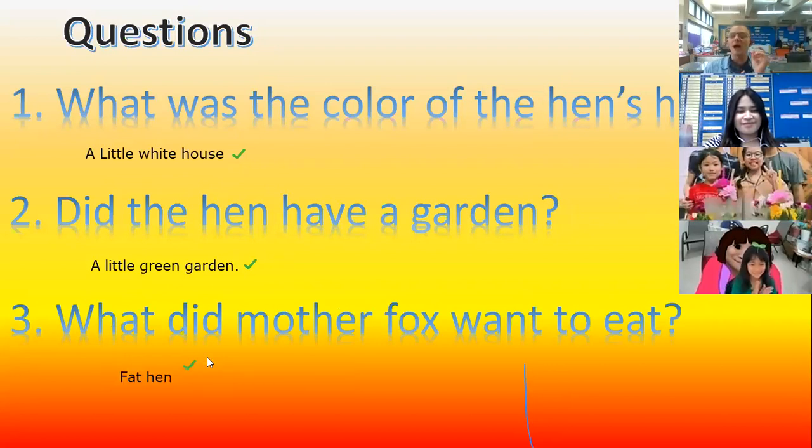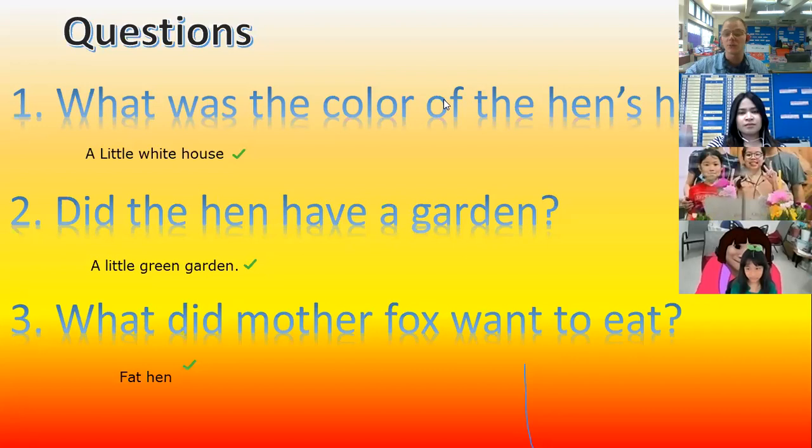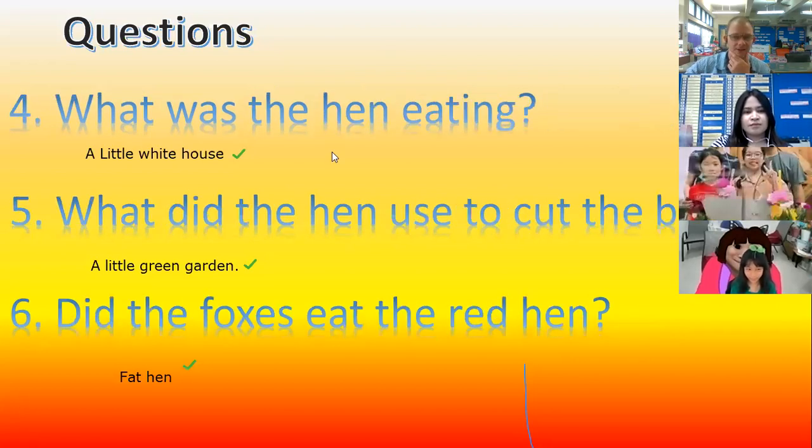So sometimes we have to read very carefully because I can also give you the answer and say it is correct, the little red hen, but because we are reading, we have to make sure we read very carefully because the title says a little red hen. But the mama hen didn't know about the little red hen. She just wanted to eat a fat one. And then a papa fox found the little red hen. So let's read the next three questions.